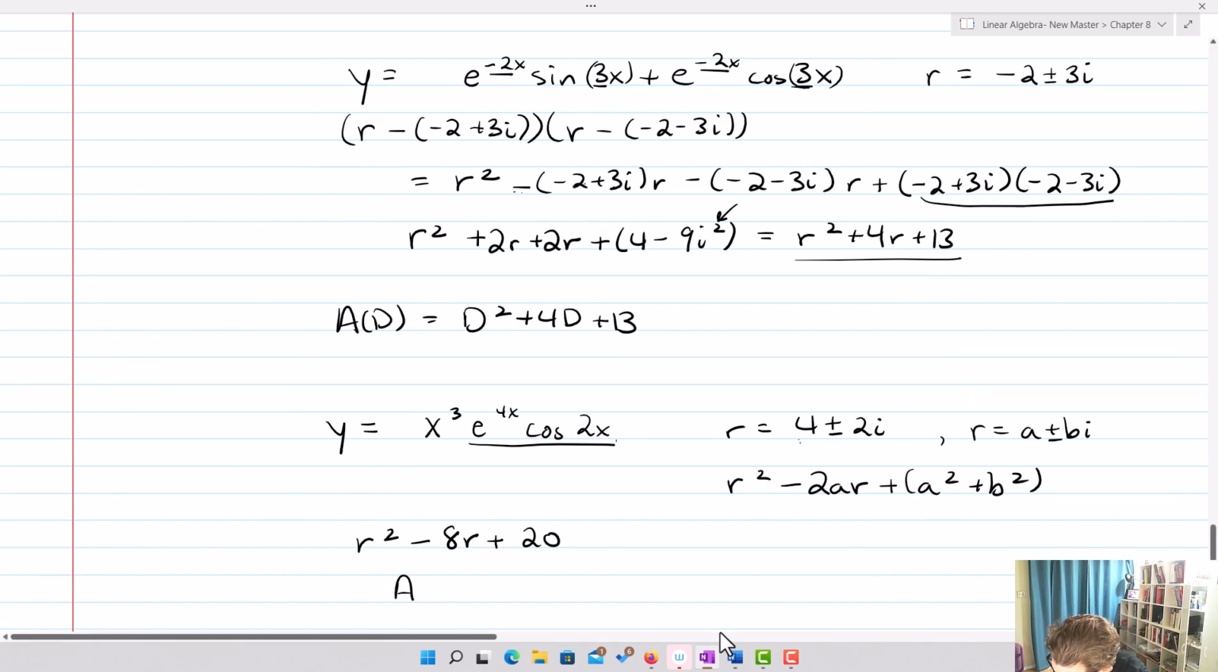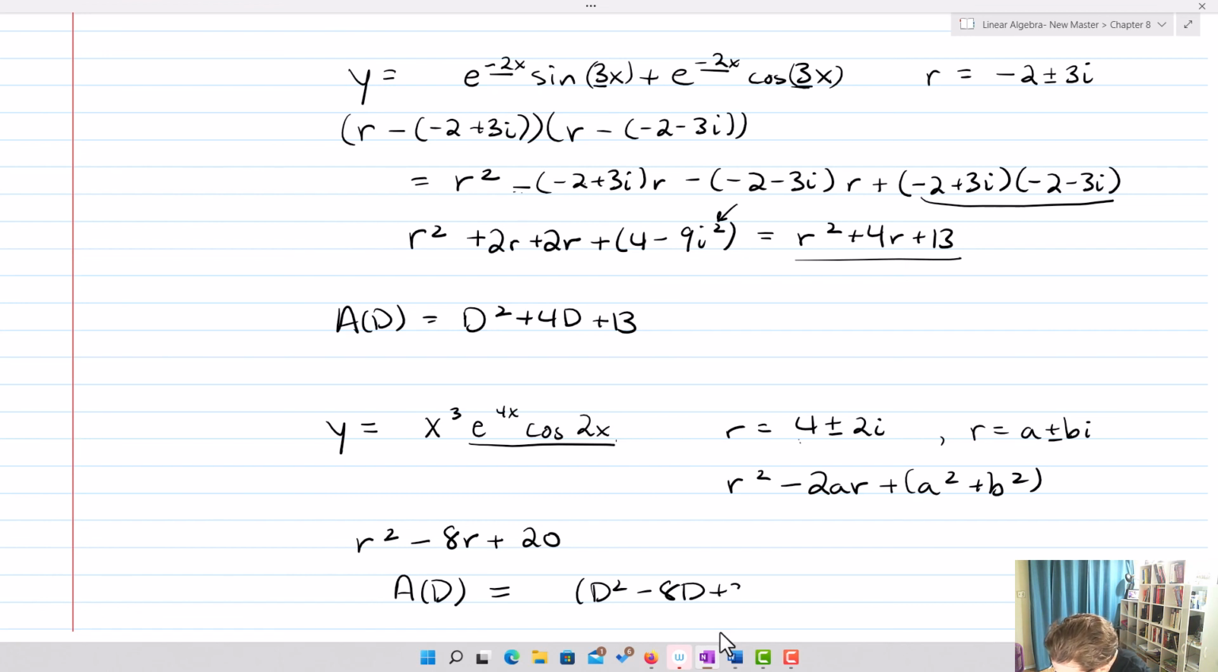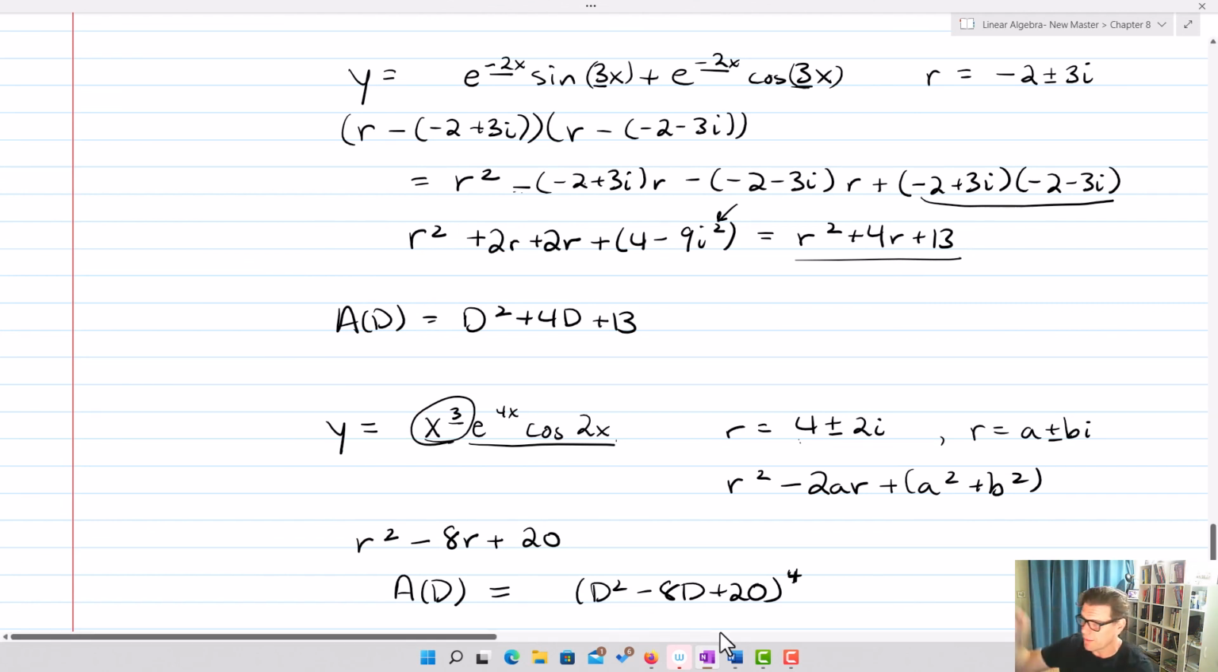So my annihilator, A of d, is going to end up equaling d squared minus 8d plus 20. And then we're going to have to raise it to the 4th power because we've got the x cubed term in front of it. So we've got to actually raise it to the n plus 1th power.